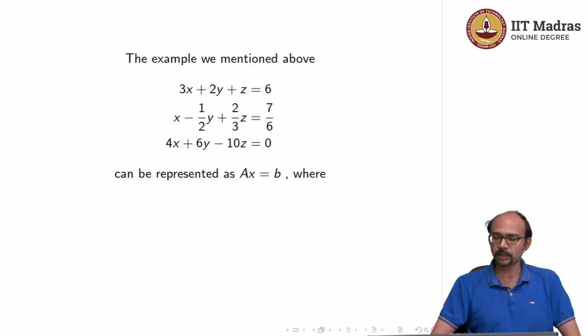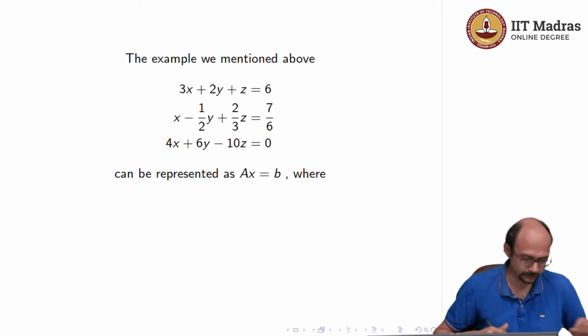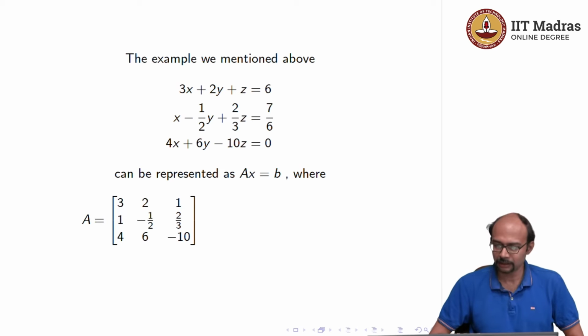So let's look at this example that we had before. 3x plus 2y plus z is 6, x minus half y plus 2/3 z is 7, 4x plus 6y minus 10z is 0. So how do we represent this in terms of matrices? This is the coefficient matrix. We collect together all the coefficients and put them in the correct places. The first row is 3, 2, 1. That's what occurs as the coefficient in the first equation. The second row is 1, minus half, 2/3. That's what occurs in the second equation. And the third row is 4, 6, minus 10. That's what occurs in the third equation.